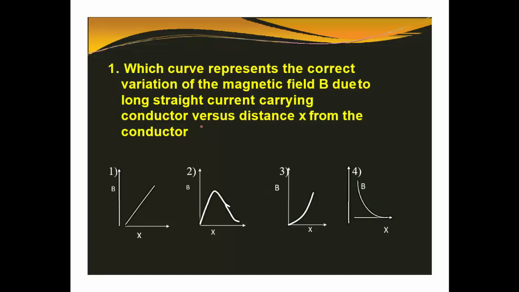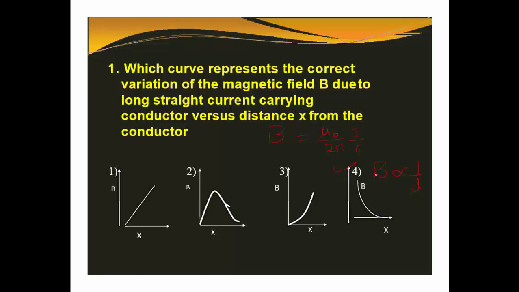For this, let me write the formula of magnetic field. B equal to mu naught by 2 pi, I by r, where r means distance. Here the magnetic field is inversely proportional to the distance. Hence we can say that as the distance increases, the magnetic field decreases. Out of the four graphs, the decreasing graph is only one, that is the fourth one. So the correct option is 4.